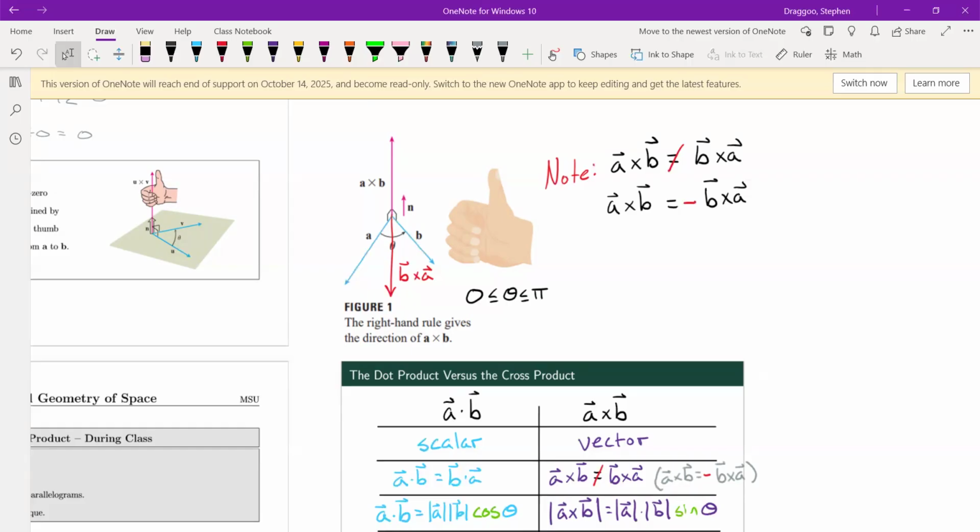That property doesn't apply to cross products. It doesn't work that way. It's very close though, because if I do switch the order of my cross product, I still need to get a vector that's orthogonal to both of the original vectors, but this one's going to point in the opposite direction. So it'll point down instead of up if the original one was already pointing up.